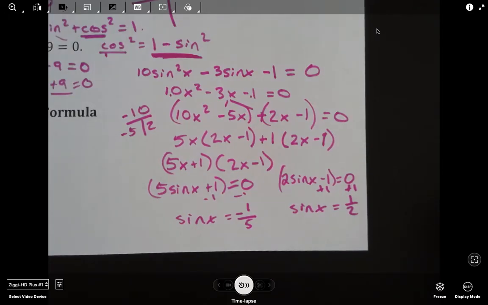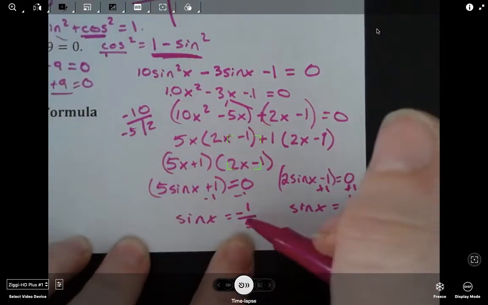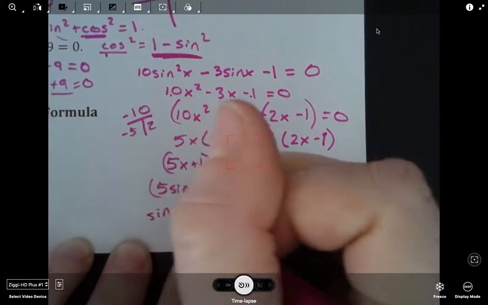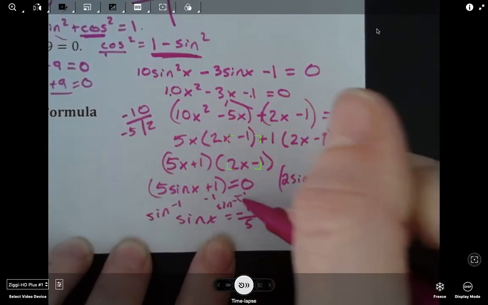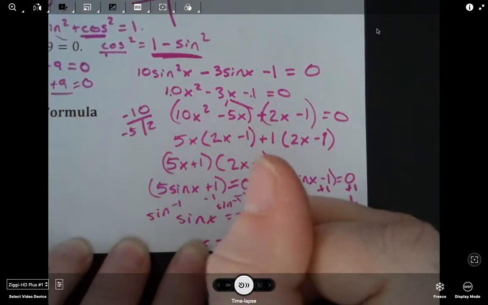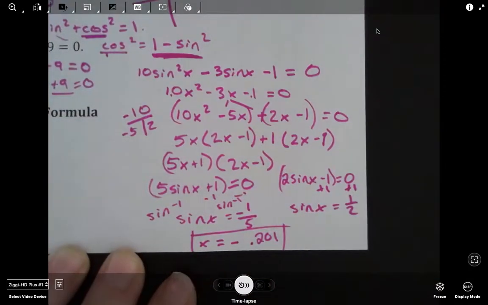I'm just trying to go through this kind of fast for those of you who can keep up, because I know some of you guys can do these super speed. So now I don't have a negative 1/2 on my unit circle, so I'm just going to, on my calculator, inverse sine, and you get something like negative 0.201. Okay, that's that answer.